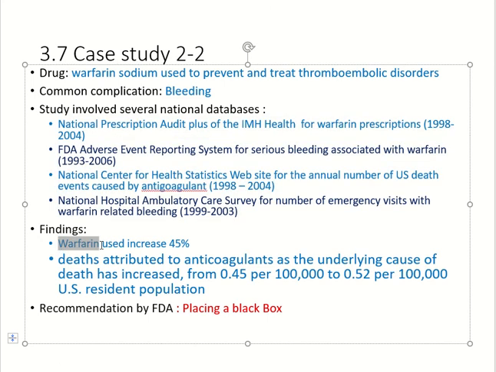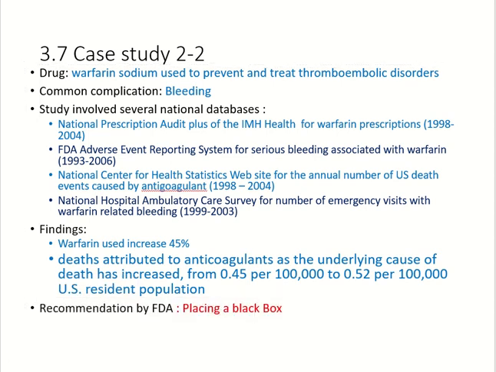They found that warfarin use increased 45%. Death attributed to anticoagulants as the underlying cause of death has increased from 0.45 per 100,000 to 0.52 per 100,000 among the U.S. resident population. And the end result was a recommendation by the FDA to place a black box on the product. So that concludes our lecture for chapter number 2. As I said, chapter number 2 is not finished. We will look at the measures of association in a separate lecture.